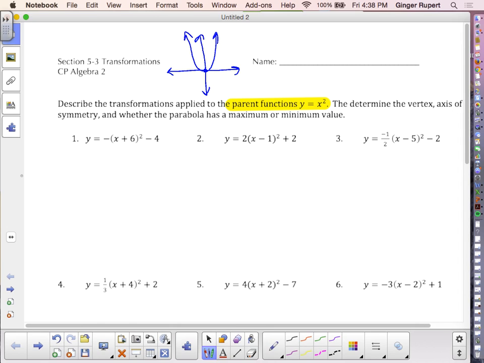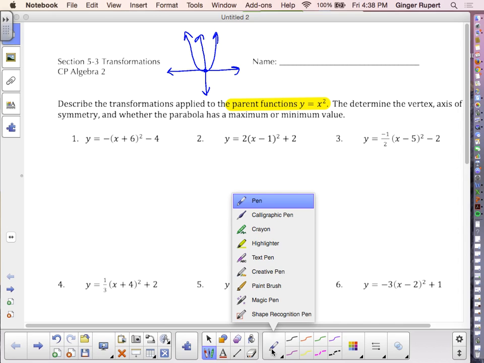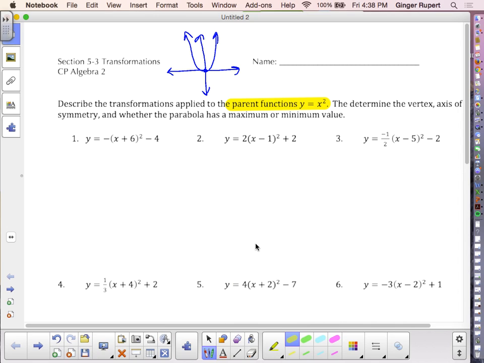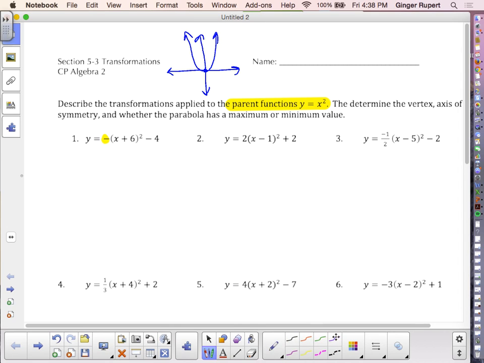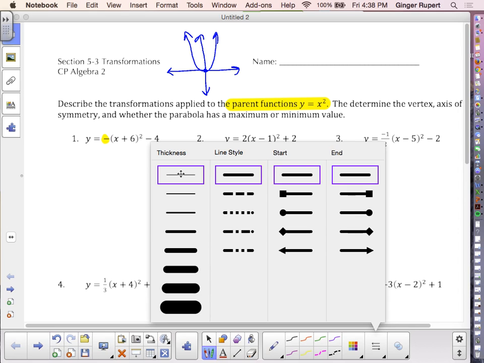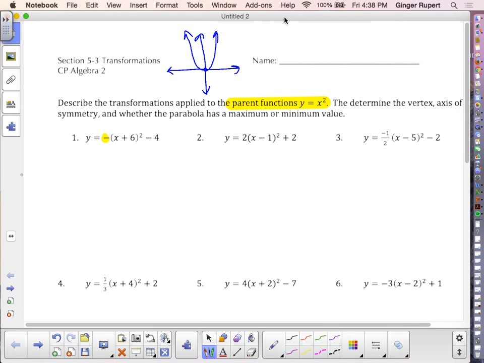When we look at this equation, the first thing that you should recognize is that you have this negative sign out front. That negative sign reflects this graph across the x-axis. So the first thing is reflect. It's reflected across the x-axis.